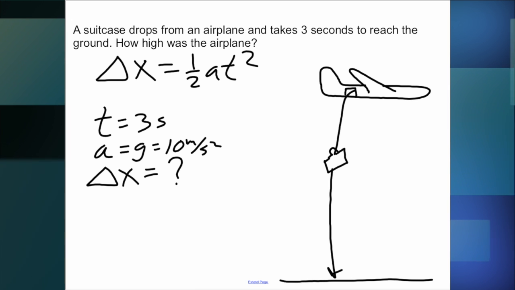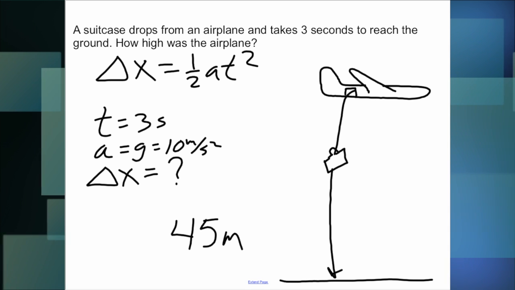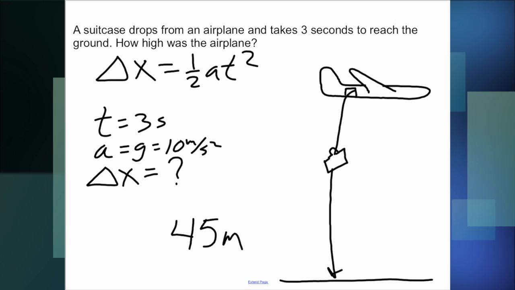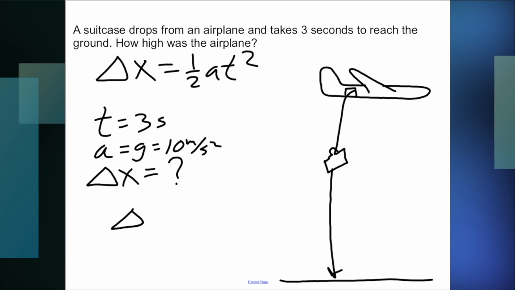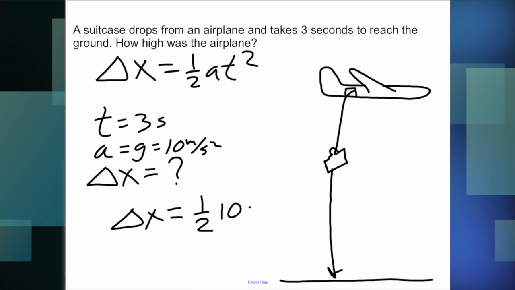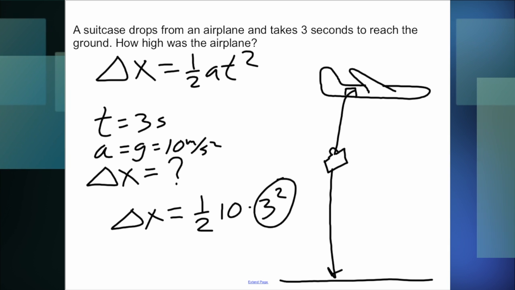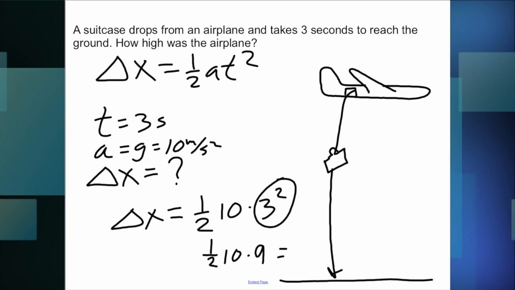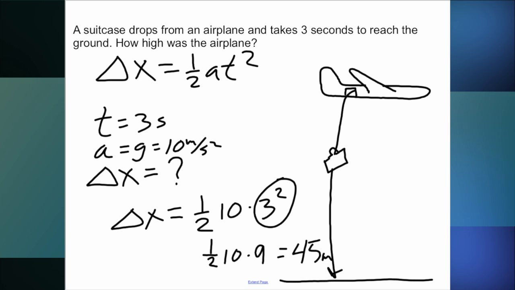All right, you got an answer? Did you get 45 meters? If so, you got it right. If not, I'll calculate it for you. All right, delta x equals 1/2 times 10 times 3 squared. Okay, this is going to be 9, so we have 1/2 times 10 times 9, and that's going to equal 45. The units, we know they're meters. We've done it a couple times. We can just put that there.